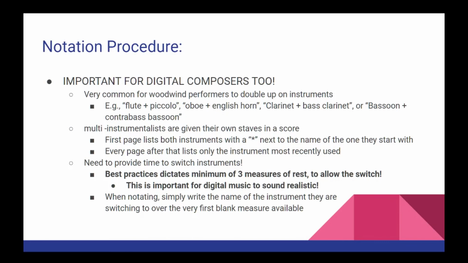When notating a change, you simply write the name of the instrument they should switch to over the very first blank measure after finishing a passage on the instrument they most recently used. Then, if you want them to switch again, simply follow the same practice to keep things running smoothly.